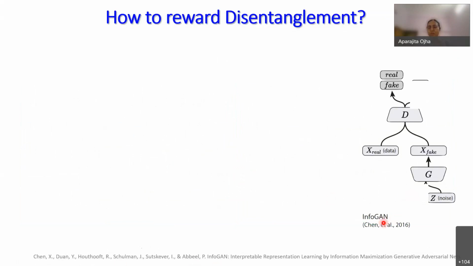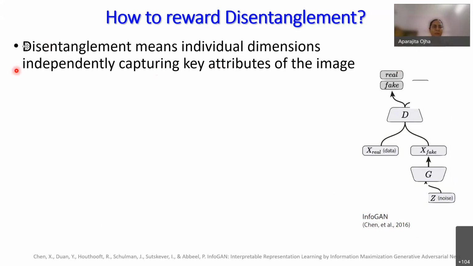So let us understand how Chen introduced the idea of InfoGAN. So here, the idea is this. We begin with this idea. That is, disentanglement means individual dimensions independently capture key attributes of the image, because it can be anything, of the input sample. So that is what you can call disentanglement. Means each dimension is having some independent features, capturing the basic characteristics of the data, that is independent.